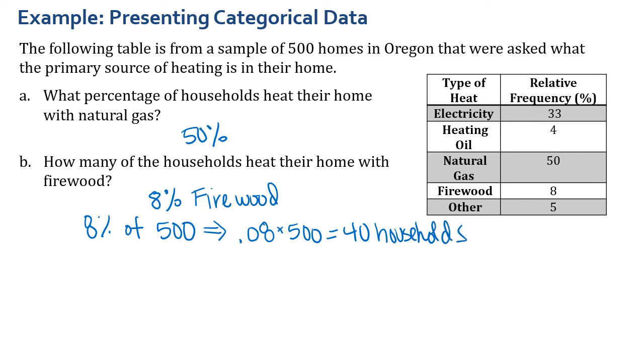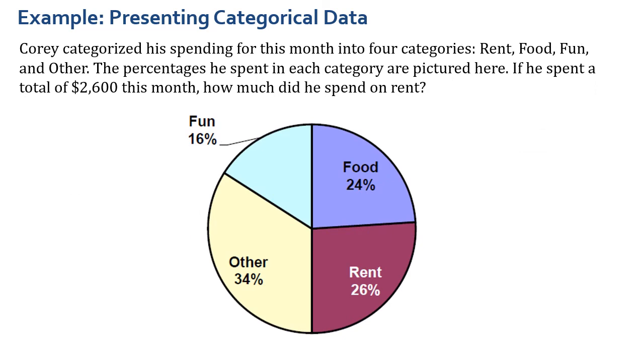So having these types of frequency tables and relative frequency tables is really helpful in being able to extrapolate the data from a study. Another thing, like we talked about, is we can look at a pie chart. So Corey categorized his spending for the month into 4 categories: rent, food, fun, and other.